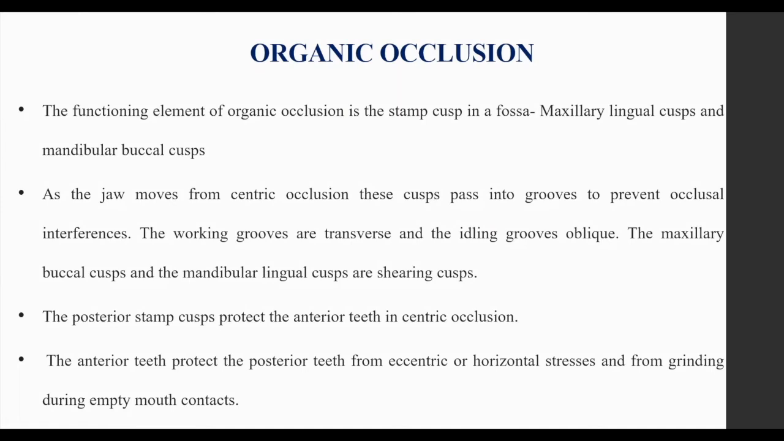the functioning element of the organic occlusion is the stamp cusp in the fossa. The stamp cusp is the maxillary lingual cusp and the mandibular buccal cusp. Now, this occlusion is based on the muscle and joint determining the mandibular position without the teeth guidance, and the teeth and function should always be passive with the part of the mandibular movement. Here, as the jaw moves from the centric occlusion, these cusps pass through grooves and prevent the occlusal interferences. The working grooves are transverse while the idling grooves are oblique. Here, the posterior stamp cusps protect the anterior teeth in the centric occlusion, and the anterior teeth protect the posterior teeth from the eccentric or the horizontal stresses.